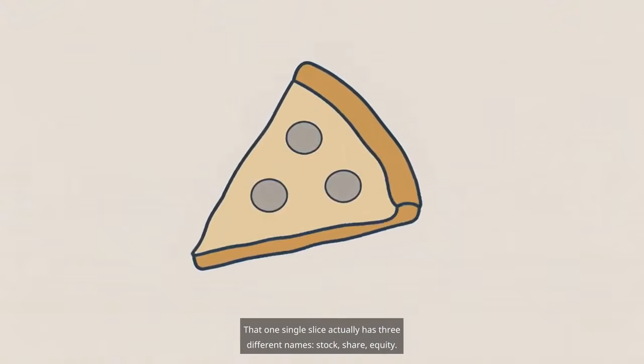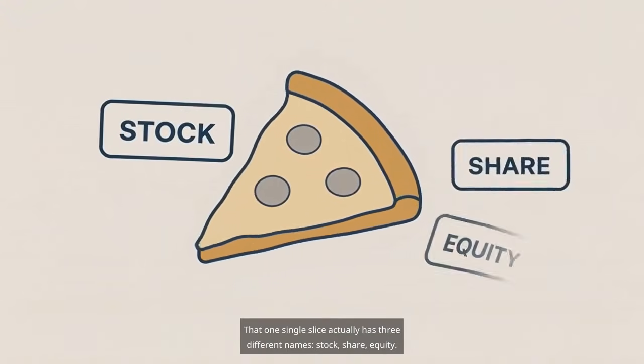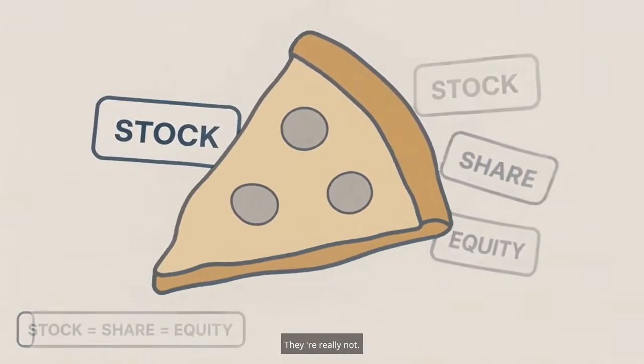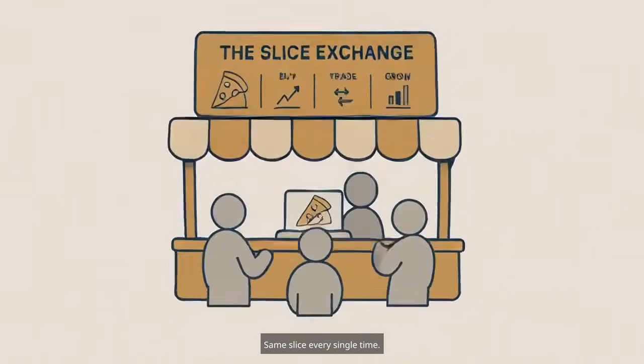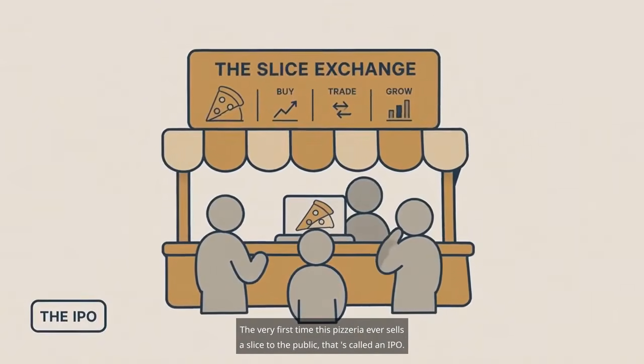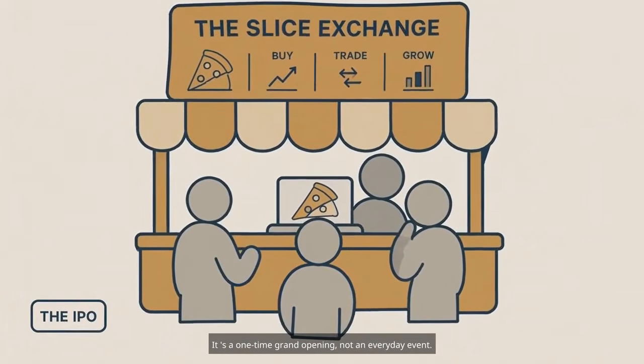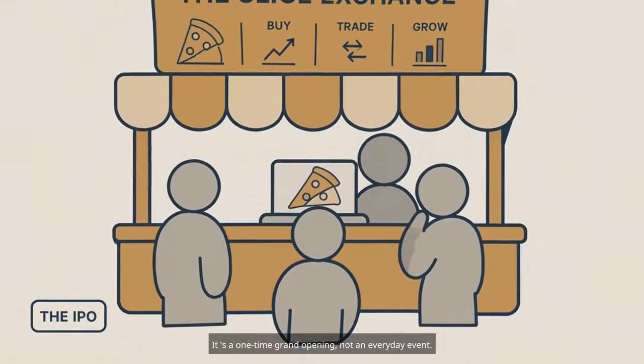That one single slice actually has 3 different names: stock, share, equity. People use them like they're different things. They're really not. Same slice every single time. The very first time this pizzeria ever sells a slice to the public, that's called an IPO. It's a one-time grand opening, not an everyday event.